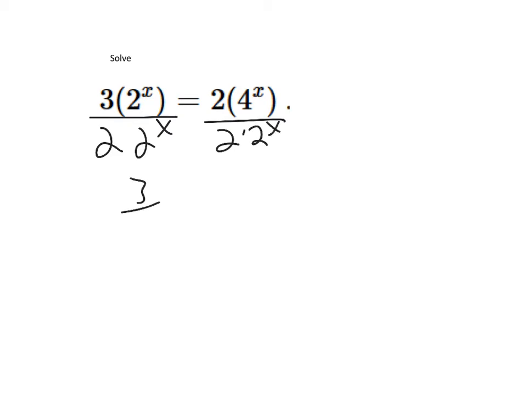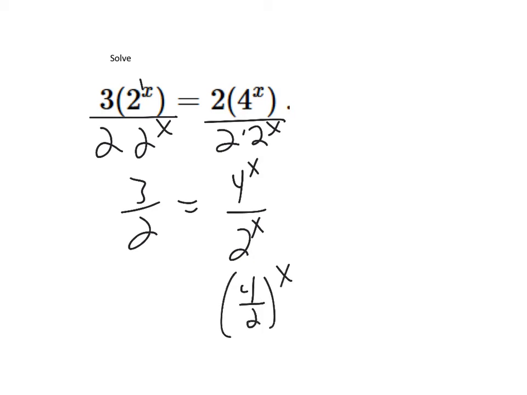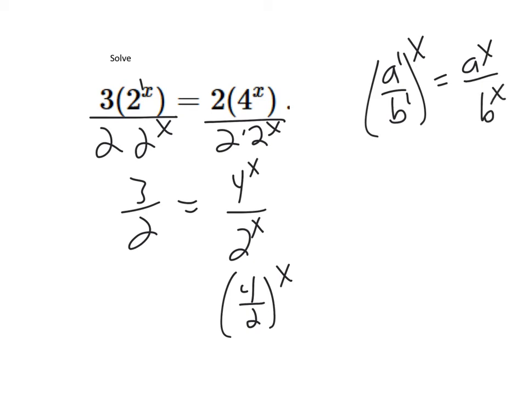So that gives me 3 over 2. The 2^x over 2^x cancels out, equals 4^x over 2^x. Now, this is tempting, just to cancel out the 4s, and technically we can, but what if it's a more gnarly decimal or fraction base? So the way to think about this is, this is 4 over 2 raised to the x. Because remember, if I have a over b raised to the x power, the exponent property says I can multiply. That's a to the x over b to the x. And I can just go backwards and rewrite that.